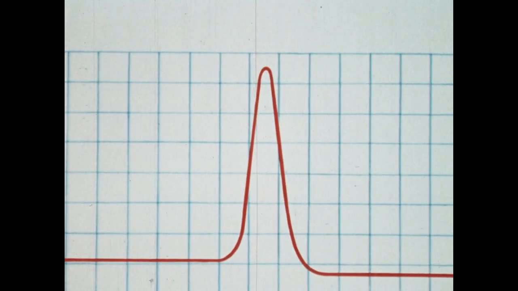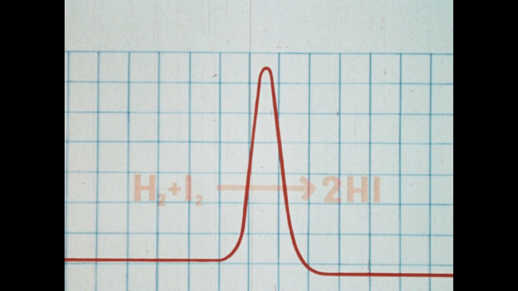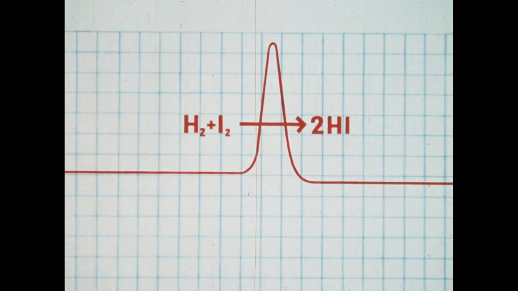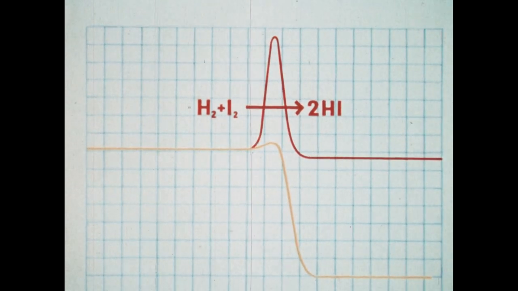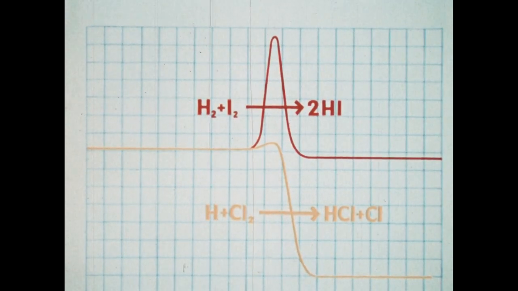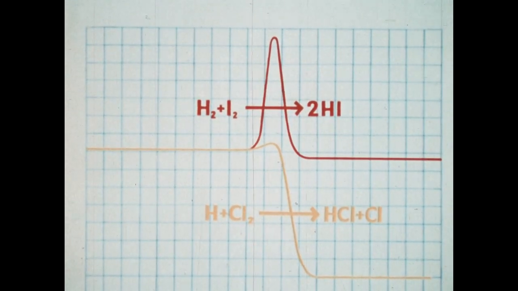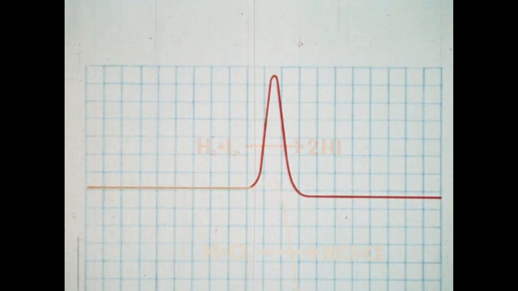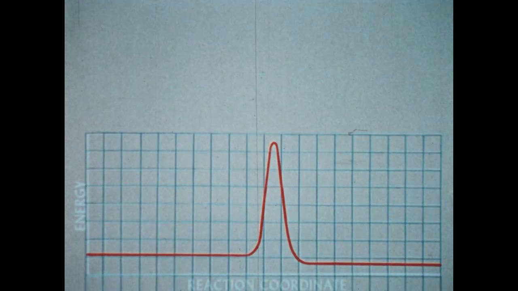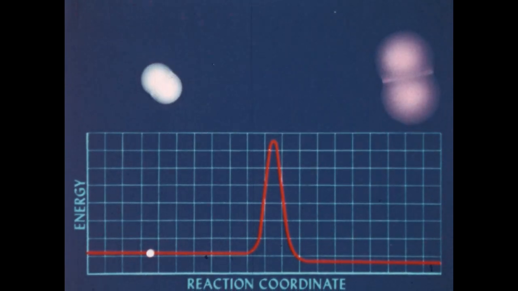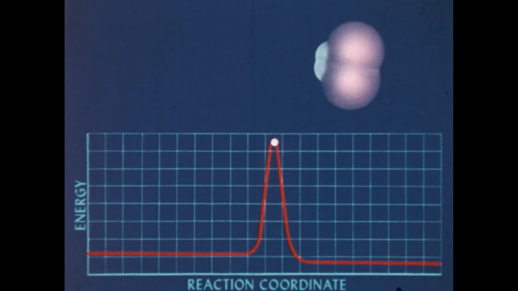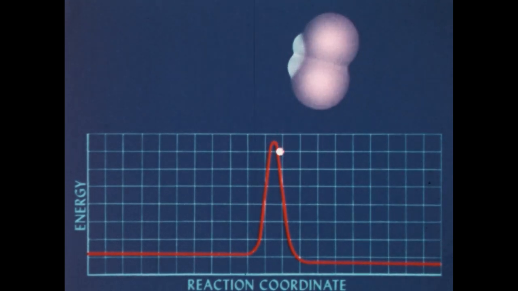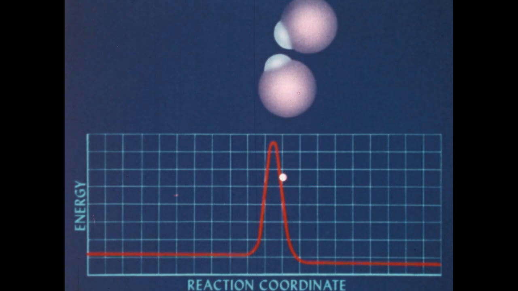Here is the potential energy curve for the reaction between hydrogen and iodine. Recalling the potential energy curve for the reaction between the hydrogen atom and the chlorine molecule previously seen, we note that the hydrogen-iodine potential curve is much higher. Again, in still slower motion, we see that the reactants must have considerable energy in order to surmount the potential energy barrier and react. Consequently, only a very few collisions, such as this one, result in a reaction.